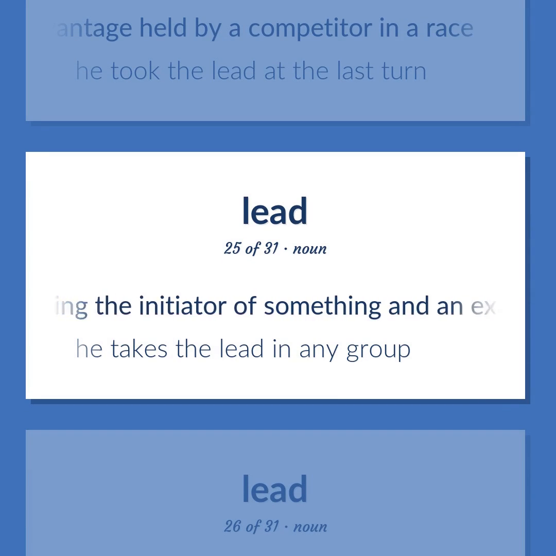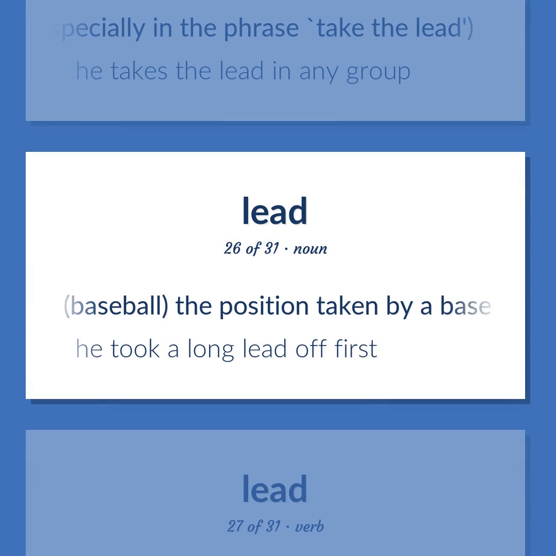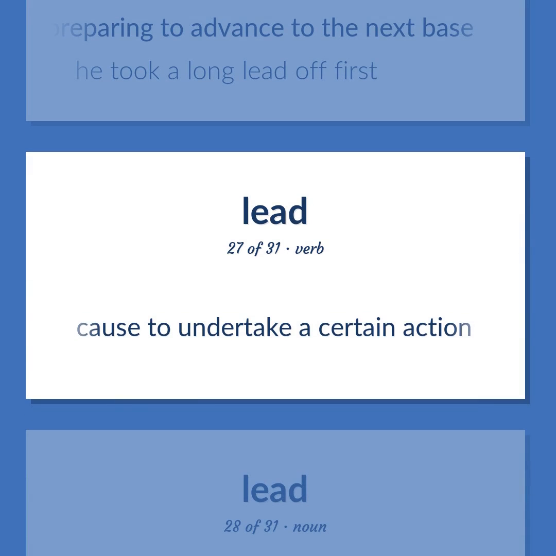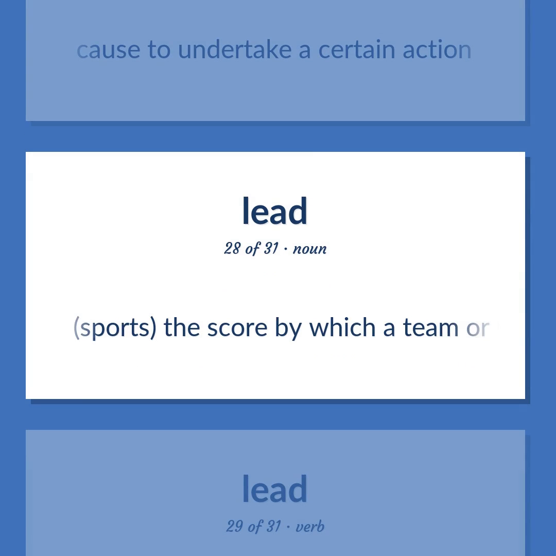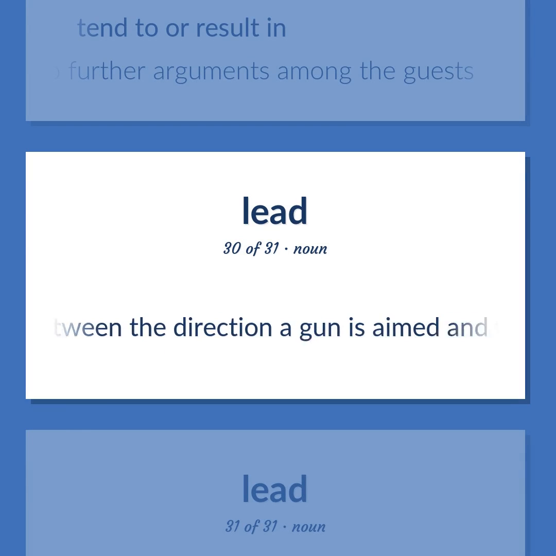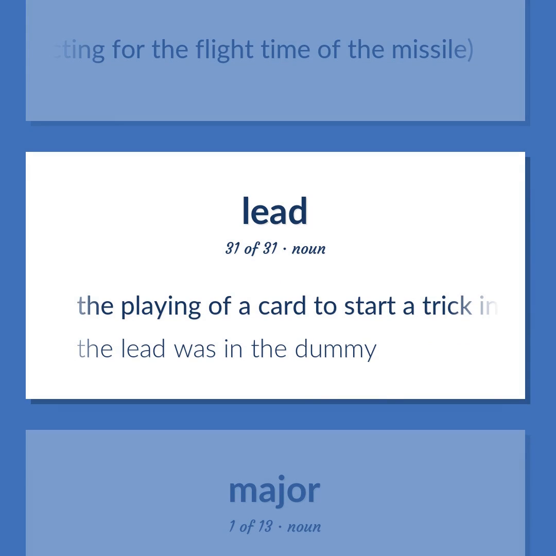A position of being the initiator of something and an example that others will follow, especially in the phrase, take the lead. He takes the lead in any group. Baseball. The position taken by a base runner preparing to advance to the next base. He took a long lead off first. Cause to undertake a certain action. Sports. The score by which a team or individual is winning. Tend to or result in. This remark led to further arguments among the guests. The angle between the direction a gun is aimed and the position of a moving target, correcting for the flight time of the missile. The playing of a card to start a trick in bridge. The lead was in the dummy.